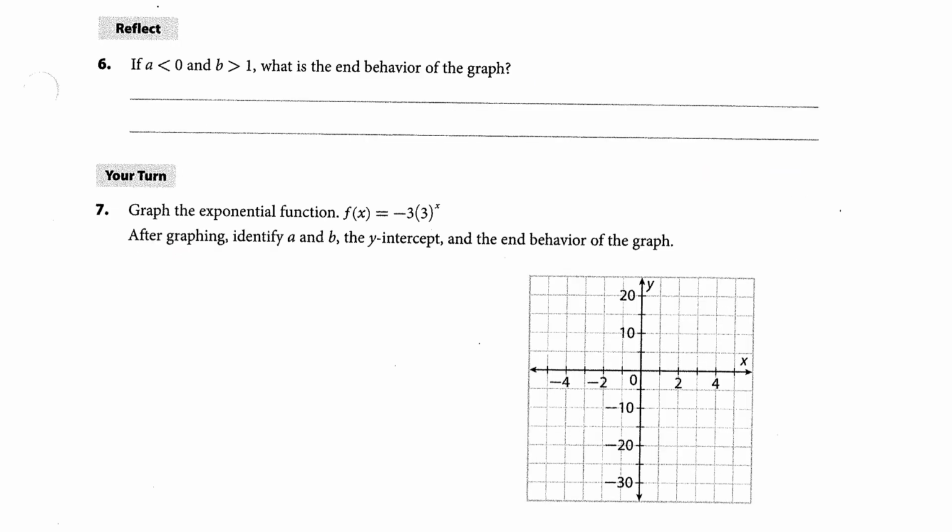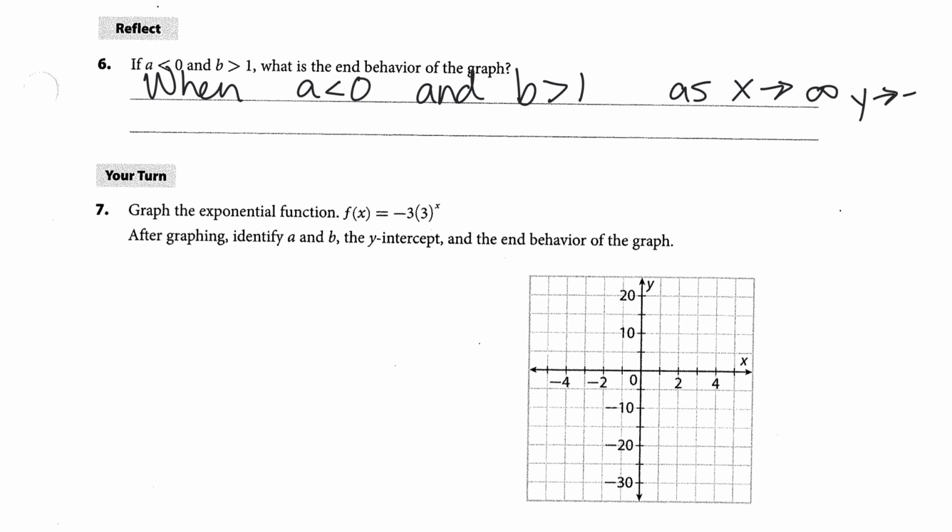If A is less than 0 and B is greater than 1, what is the end behavior of the graph? So when A is a negative number and B is greater than 1, as x approaches infinity, moving to the right, y is approaching -infinity because the graph is moving down. As x approaches -infinity, when we move to the left, y approaches 0.